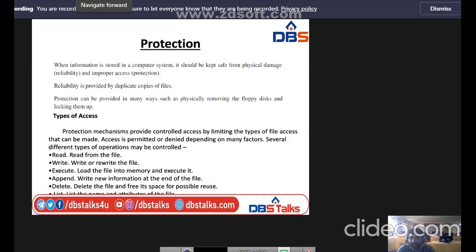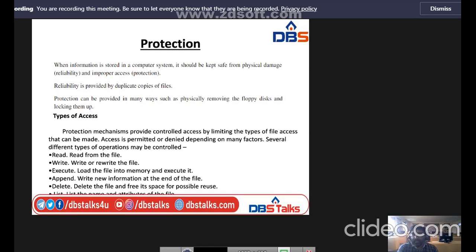See here, protection is one of the major issues. When information is stored in a computer system, it should be kept safe from physical damage and improper access. Reliability is provided by duplicate copies of data. So here protection can be provided in many ways, such as physically removing the floppy disk and locking them up.